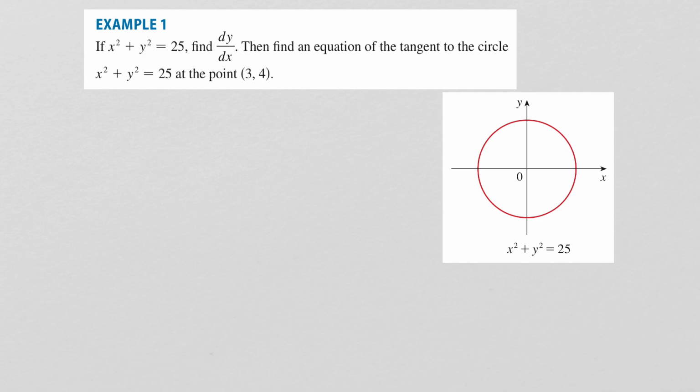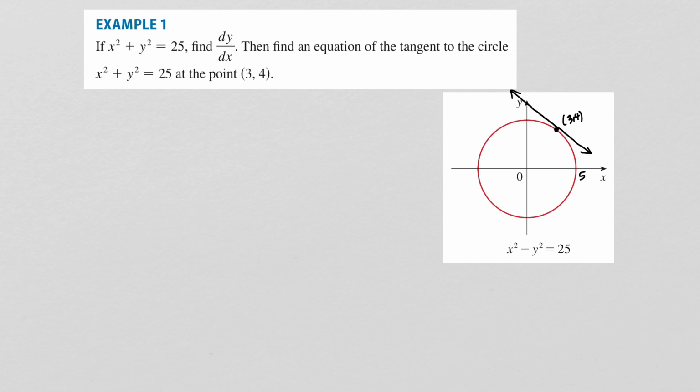So let's just notice in the graph over here, we have x squared plus y squared equals 25, which is a circle with radius 5. And the point (3, 4) is a point on the circle right about here. And we are looking for the equation of the tangent line to that point.